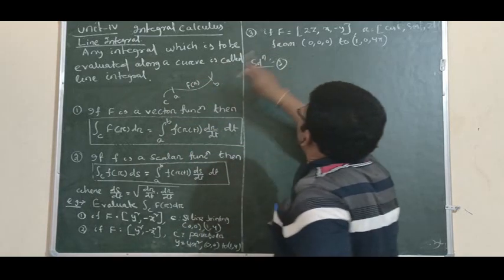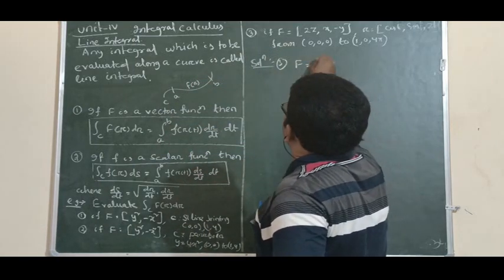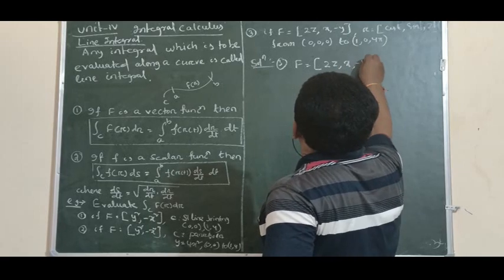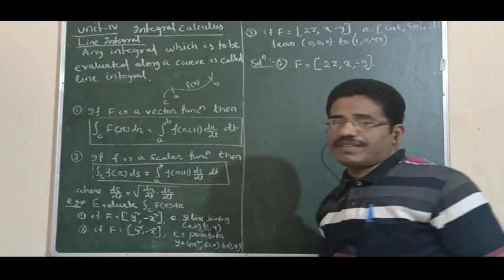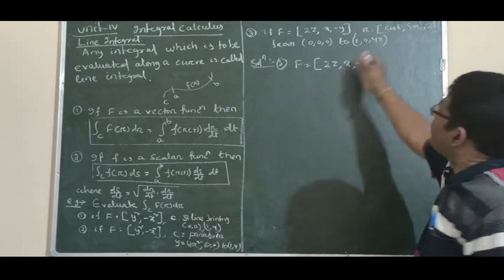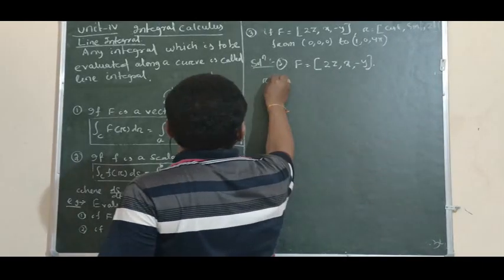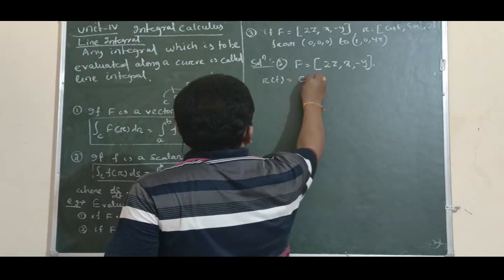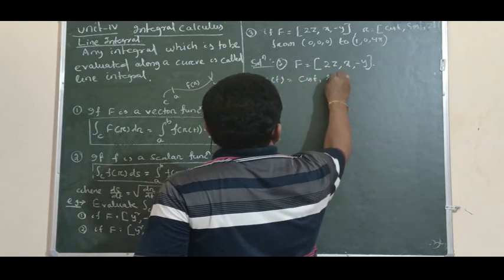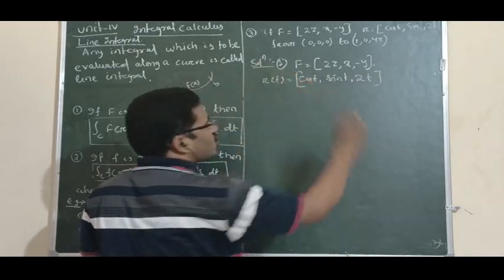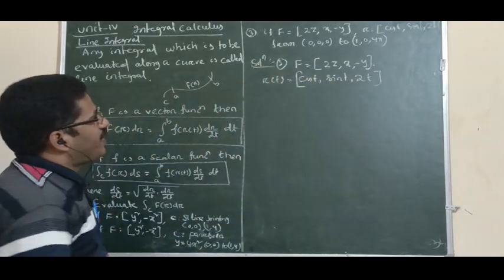Here you have been given f equal to 2z comma x comma minus y. The function is given. Here it has been given already. The parametric form is given. What is the parametric form? R of t is given as cos t, sin t and 2t.